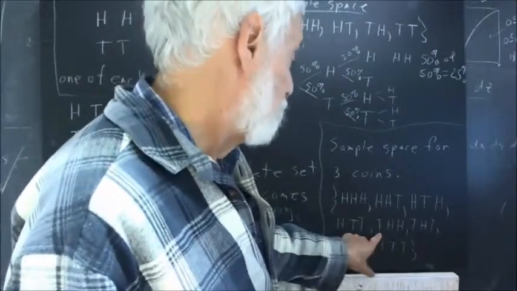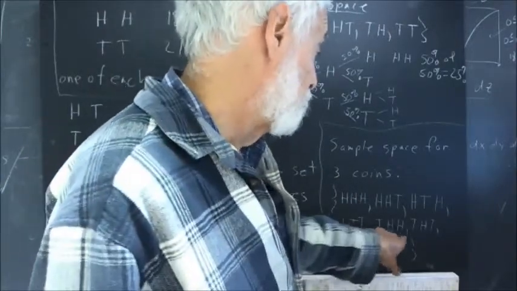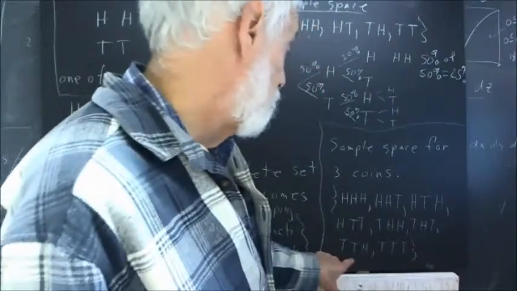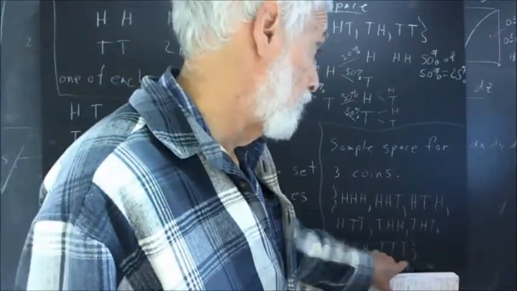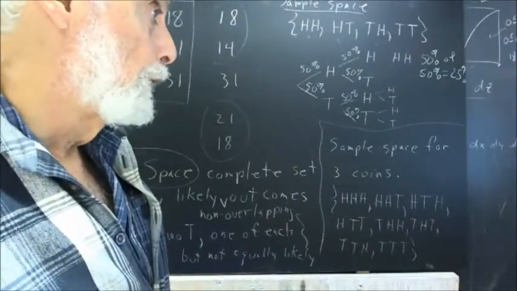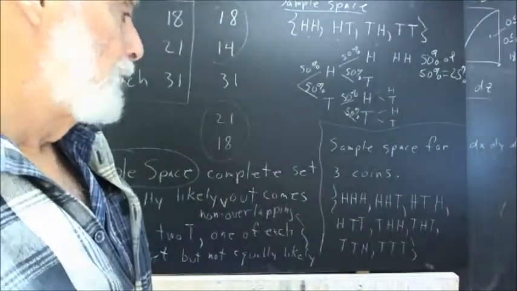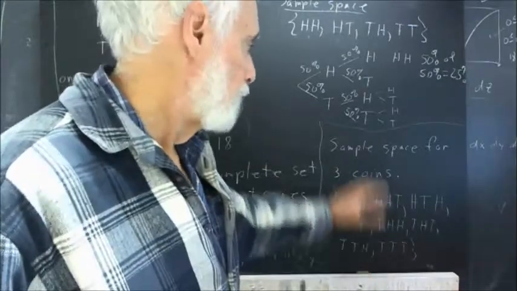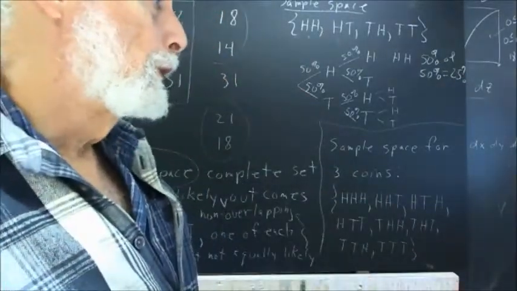Then we go to the ones that start with tails. Tails, heads, heads, tails, heads, tails, tails, tails, heads, tails, tails, tails. There's another way to look at that, and I'll probably throw that in here in a minute. But that would be a way of listing the sample space for 3 coins.